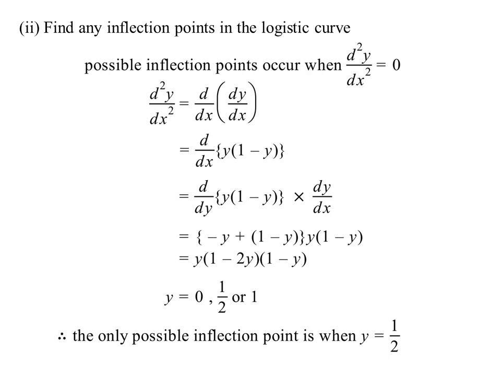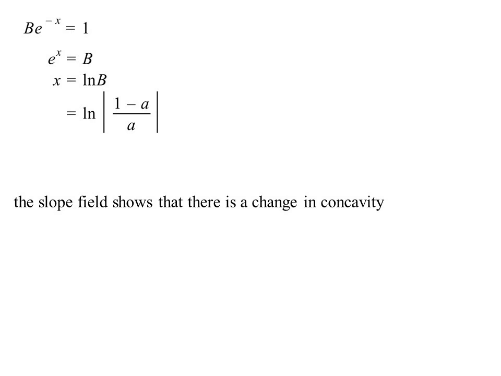Well, what's the x value then? Because we've got to find the point. Remember, b, some constant times e to the minus x is equal to 1. Playing around with that, I end up with the log of b, but b was 1 minus a over a. There it is. I don't need to test either side, because I can use that slope field.